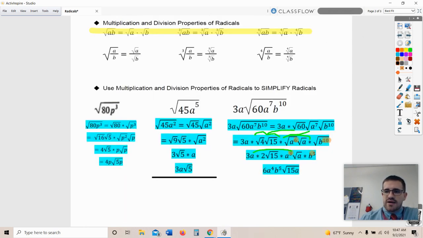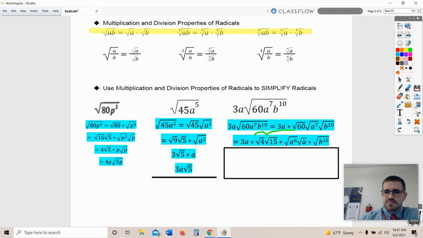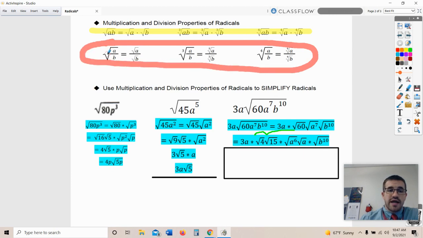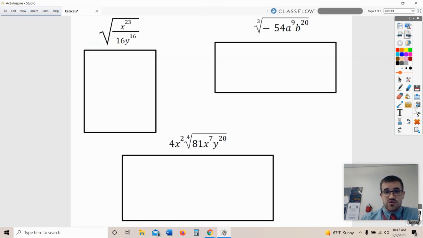looking at the power of radicals here, I'm going to highlight it in red just so you can see. We know that a quantity that's dividing underneath a square root, you can take the square root of each one individually. So let's start with that.